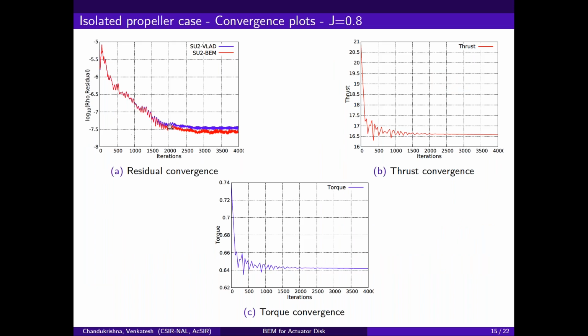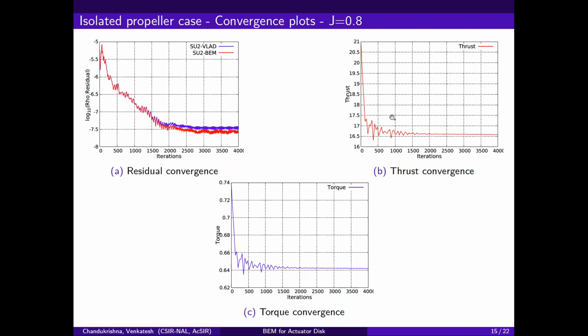And this is how the convergence is observed. We can see in this plot the density residual plot, where a similar convergence is observed for both SU2 BM and VLAD. And this is how the computed thrust and torque converge.